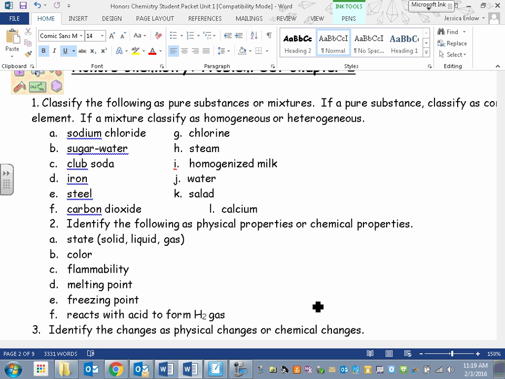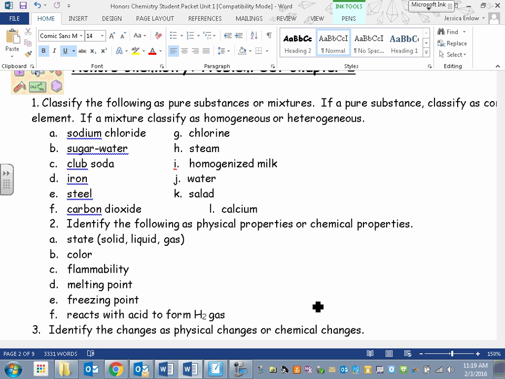Okay, pure substance compound, good. Because you have to classify it as pure substance and then a secondary category, compound. Next, mixture, homo. Okay. Club soda, this one might be a little different, but everybody should have gotten mixture for sure.